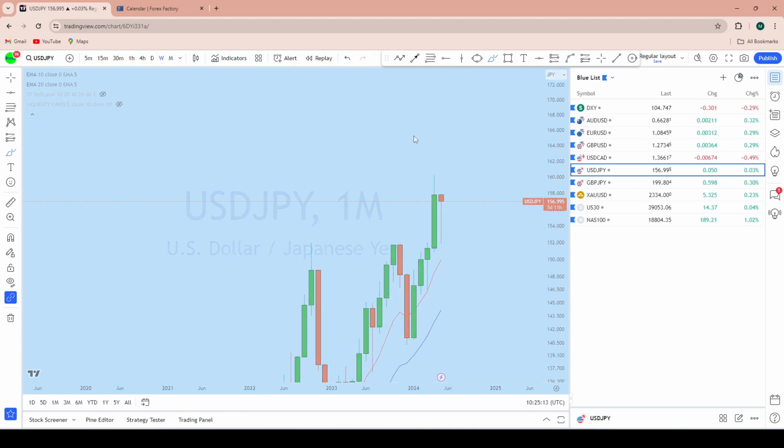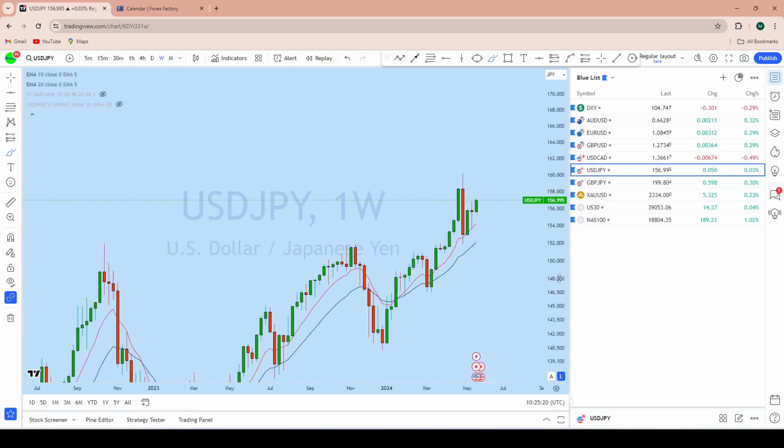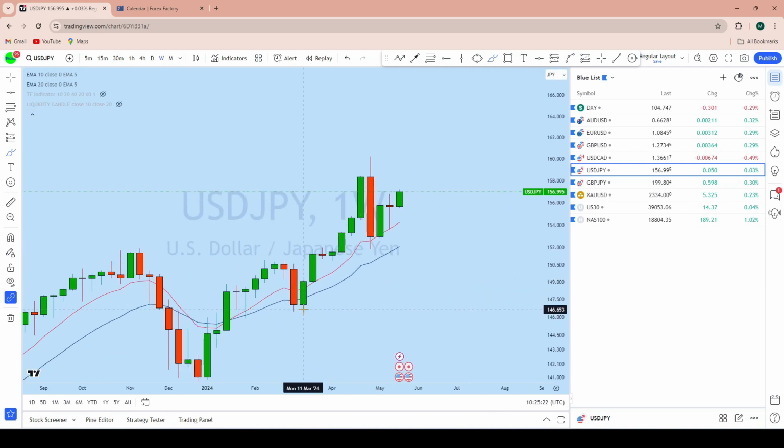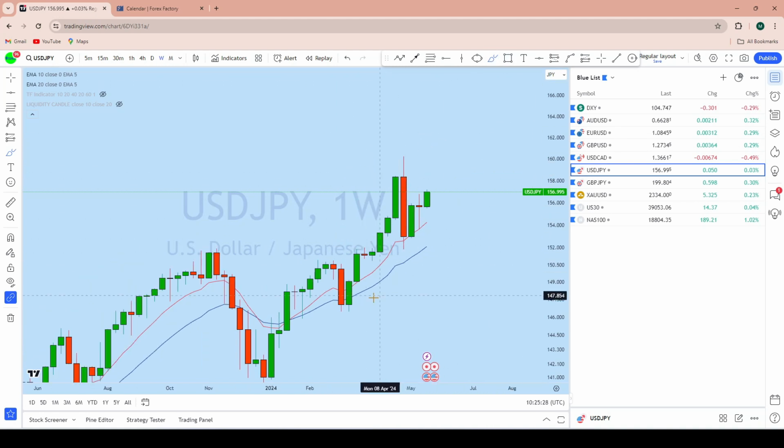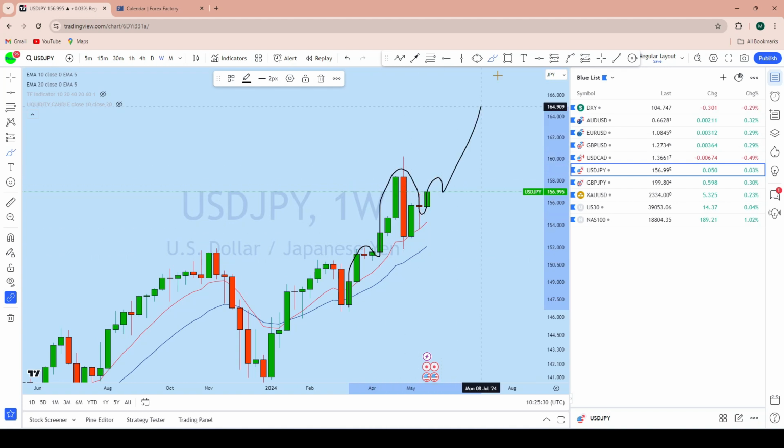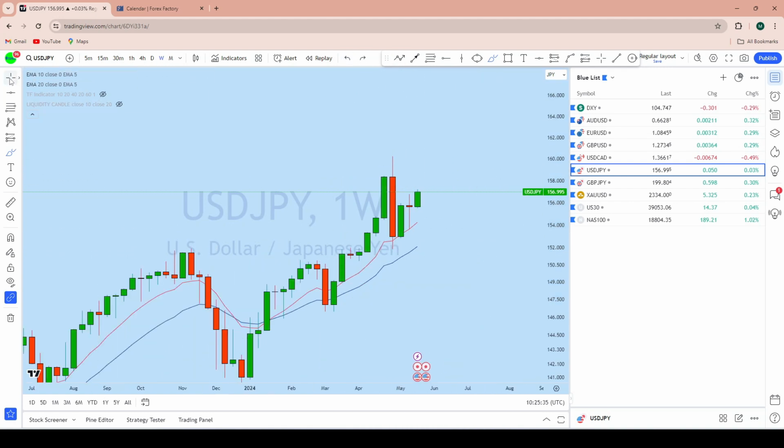So looking at the weekly chart on dollar yen, what we can see from the weekly price action is a weekly impulse followed by a narrow correction, and then another impulse followed by a deeper correction. The market is creating a series of higher highs and higher lows, which is a typical uptrending market structure on dollar yen.